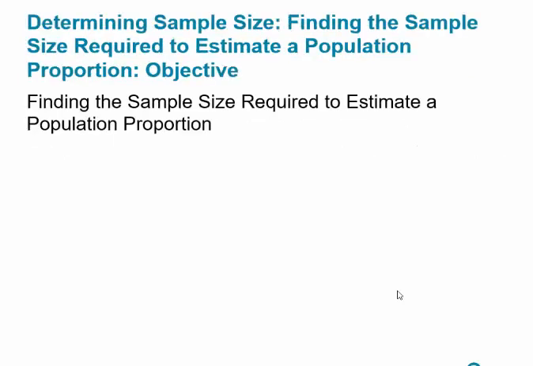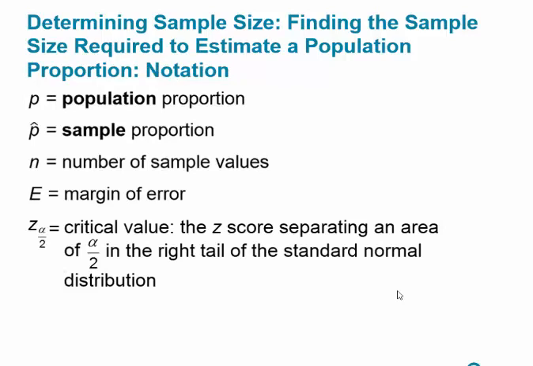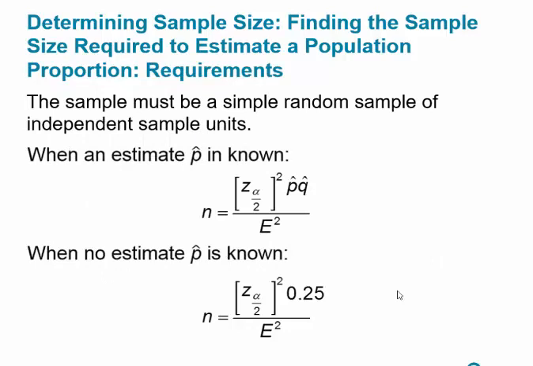Now the next thing is finding the sample size required to estimate a population proportion. Again, some of the notation: p hat, E, and the critical value. The sample must be a random sample of independent sample units. When an estimate p hat is known, we use the formula n is equal to the critical value squared times p hat times q hat, divided by the margin of error squared. When we don't know p hat, to estimate the sample size, we use the critical value squared times 0.25, divided by the margin of error squared.